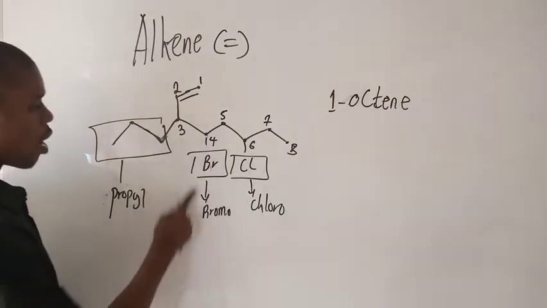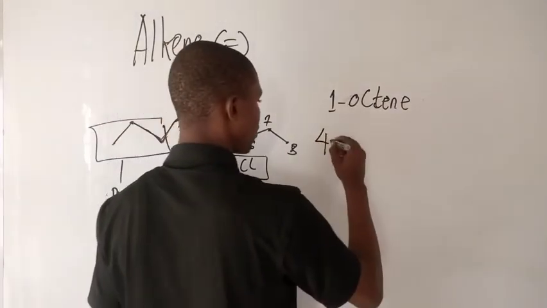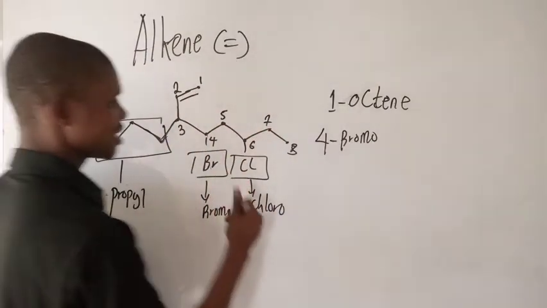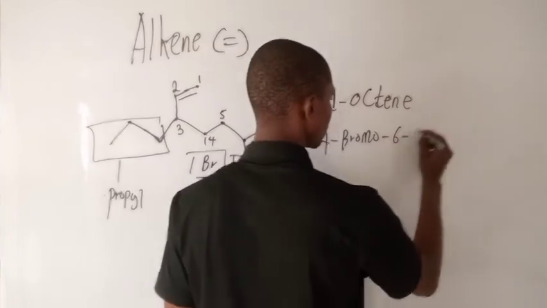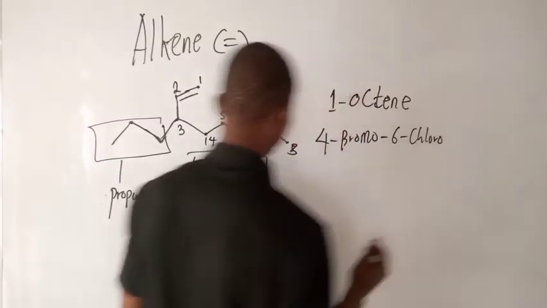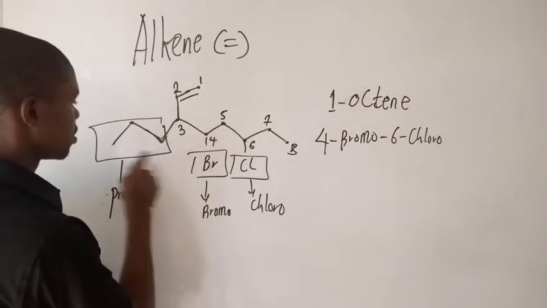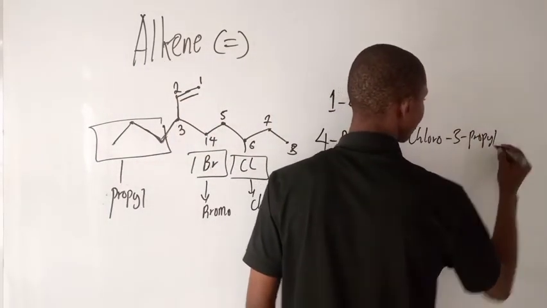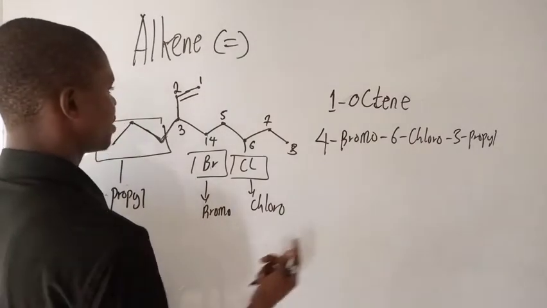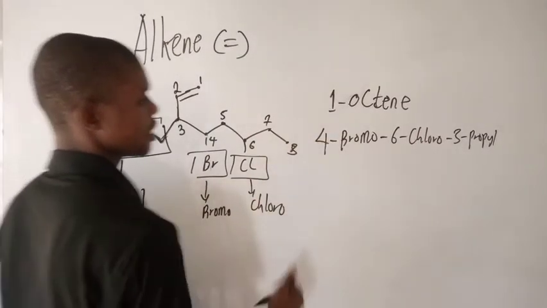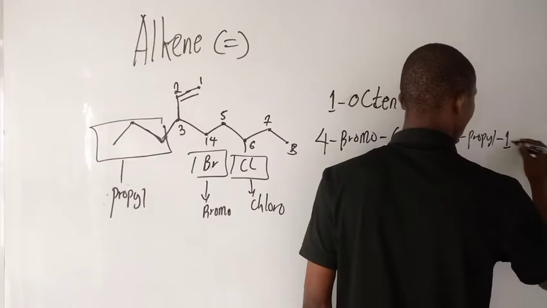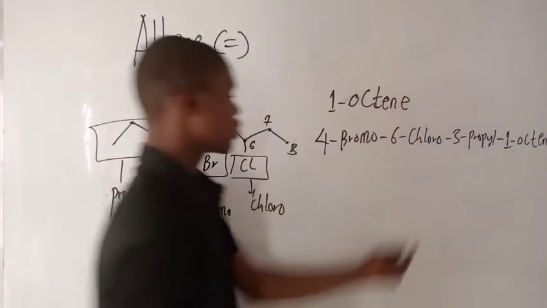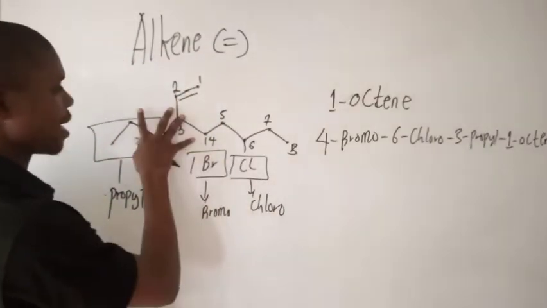So it's going to be 4-bromo. Then here we have 6-chloro. And here we have 3-propyl. Then here we have 1-octane. You get it. So that is the name of this compound.